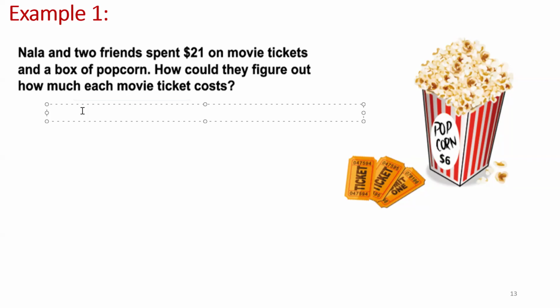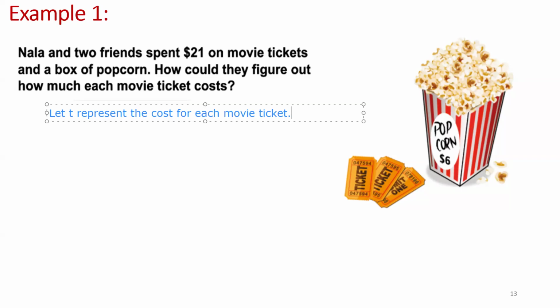So we are going to define our variable by saying, let T represent the cost for each movie ticket. We use the letter T because we're talking about tickets, and T is the first letter of the word ticket and it's related to ticket, so it makes it more relatable. So we defined our variable.